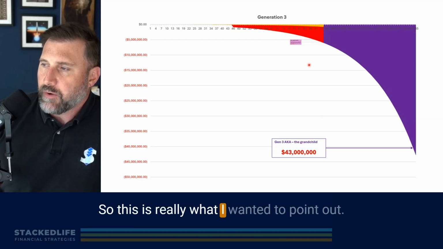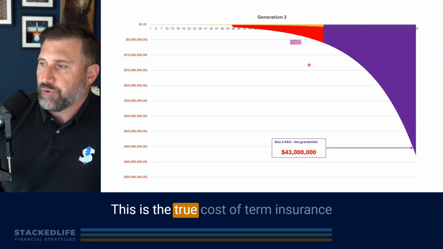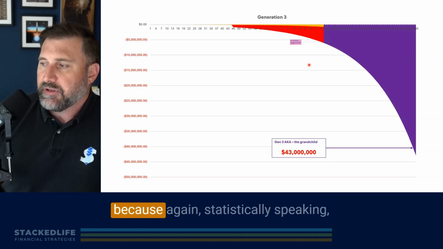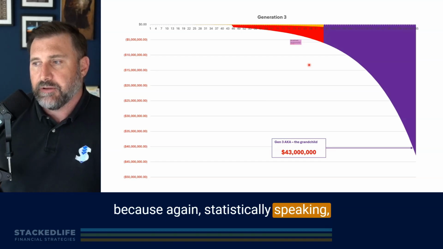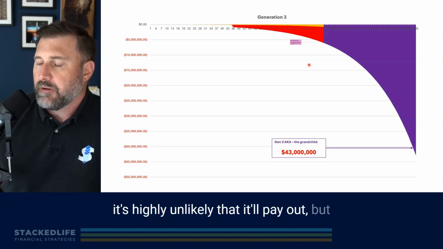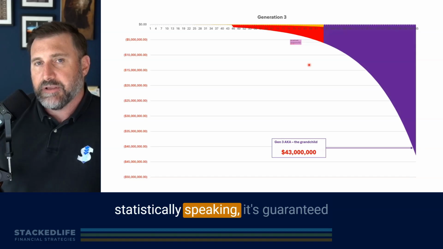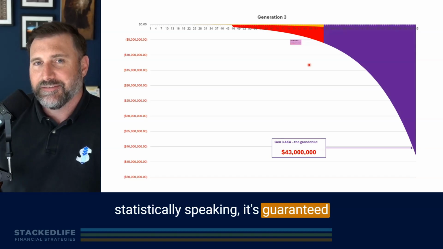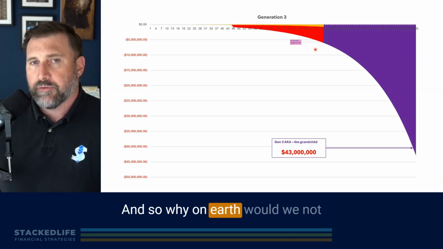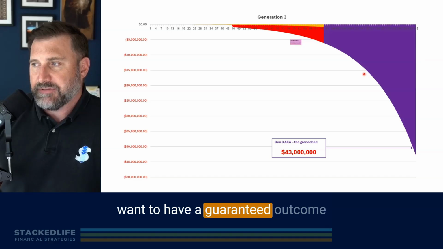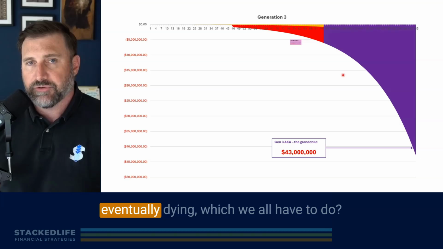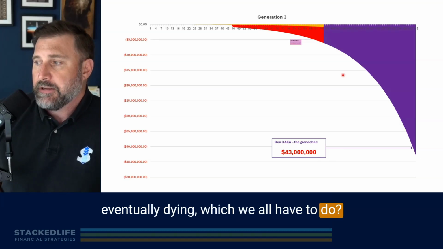So this is really what I wanted to point out. This is the true cost of term insurance, because again, statistically speaking, it's highly unlikely that it'll pay out. But statistically speaking, it's guaranteed that you're going to die at some point. And so why on earth would we not want to have a guaranteed outcome paired with the guaranteed event of us eventually dying, which we all have to do?